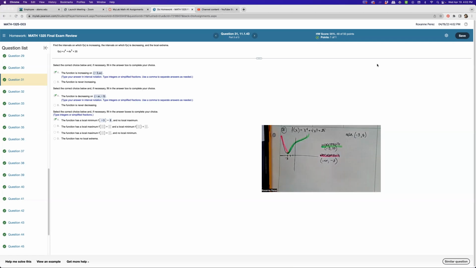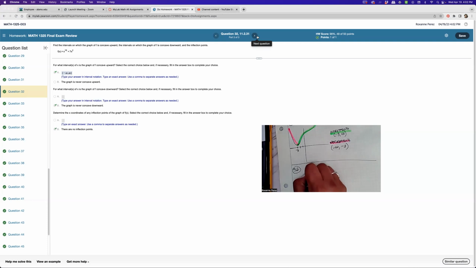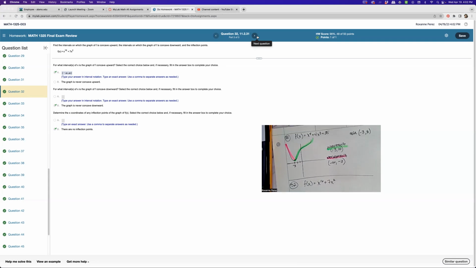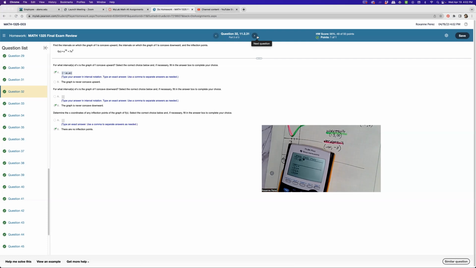All right, so pretty straightforward with just a little bit of graphing. All right, next, 32. F of x equals x raised to the 16th power plus 7x squared. So again, I'm going to graph this. We're all about test taking techniques for the final right now. Okay, plus 7x squared. Graph that.